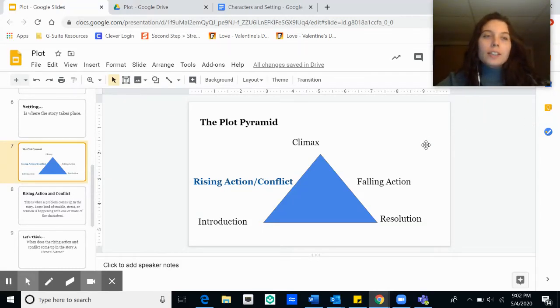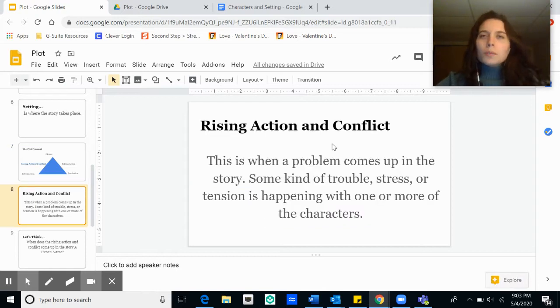We are going to continue talking about plot. Last time we talked about the introduction, which was characters and setting. And today we are going to talk about rising action and conflict and the climax. So let's first talk about what is rising action and conflict in a story.